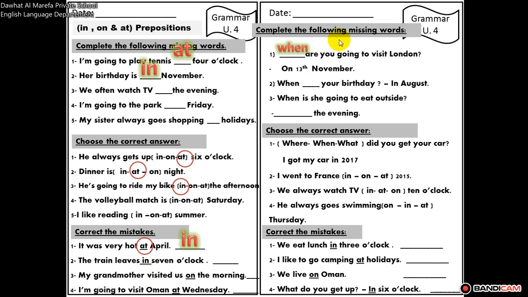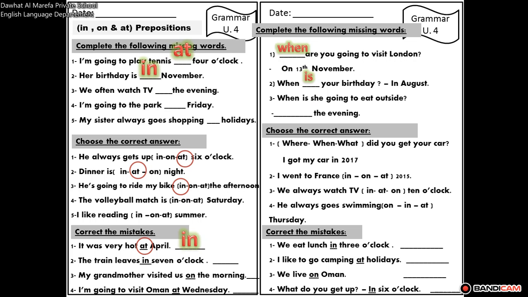Now we have to move to the fourth question. Complete the following missing words. Are you going to visit London on 13th November? This is a time and it's specified. It's a date. You are going to ask using when. Now, when is your birthday, what is missing here? When is.